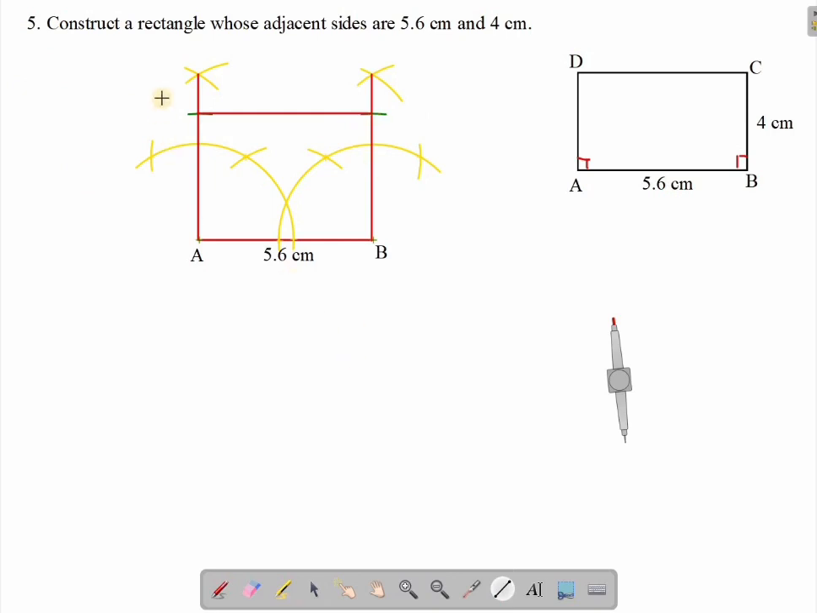Now ultimately we will join these two extended lines. So we are done with the rectangle. Now we will write the names. So here is your rectangle ready.